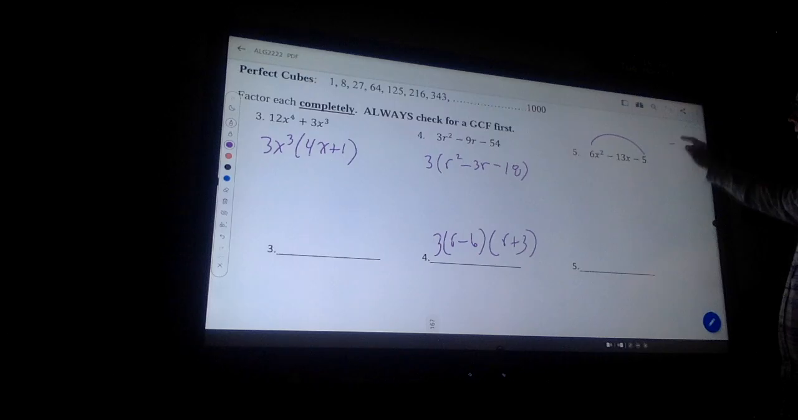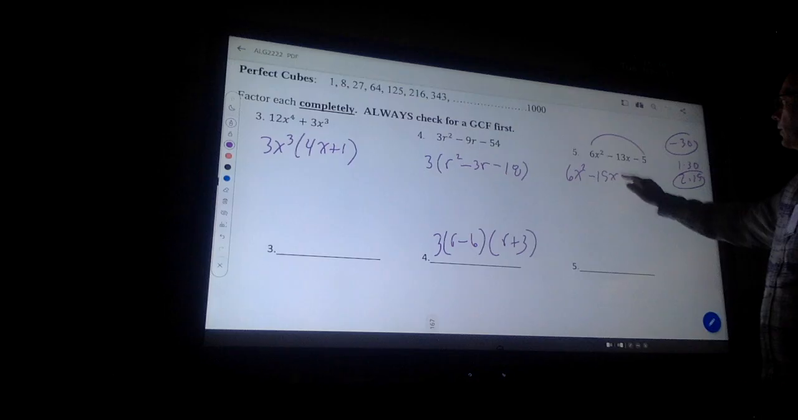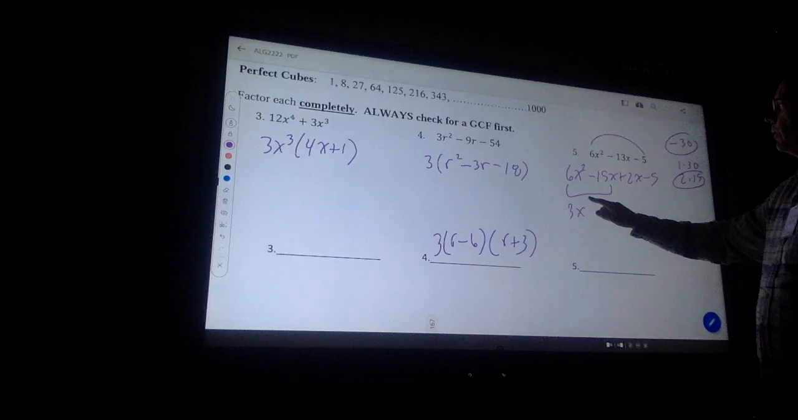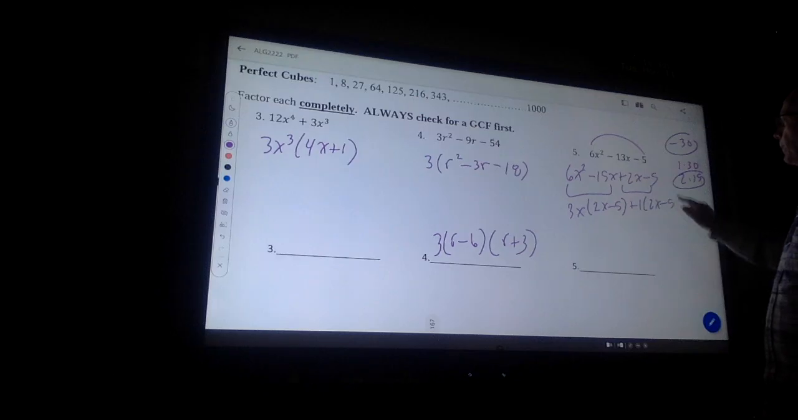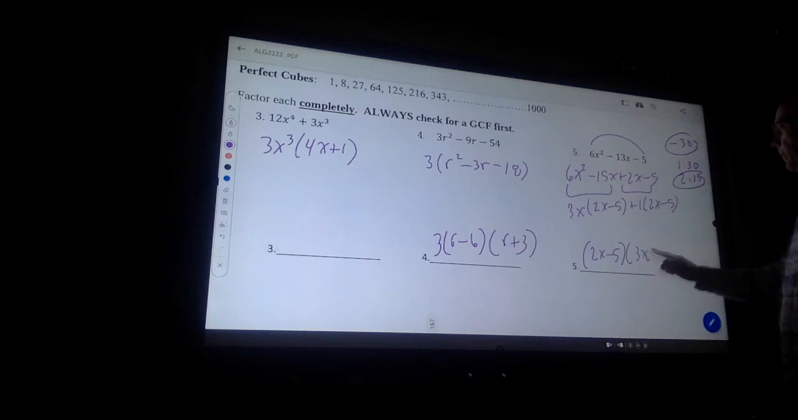Number 5, nothing to factor out. I'm going to multiply the first times the last, so I get negative 30. So 1 and 30, 2 and 15, I think 2 and 15 are going to work. So I'm going to go 6x squared minus 15x plus 2x minus 5. I can factor a 3x out of both of those, and that's going to leave me 2x minus 5. Factor a 1 out of both of those. So that's going to give me 2x minus 5 and 3x plus 1. So that's just a traditional factoring one.